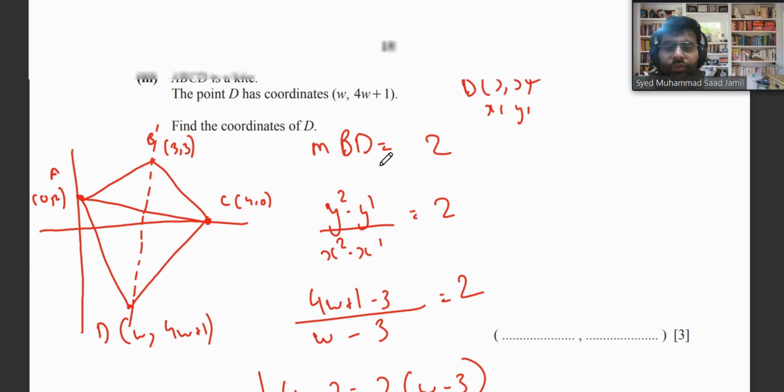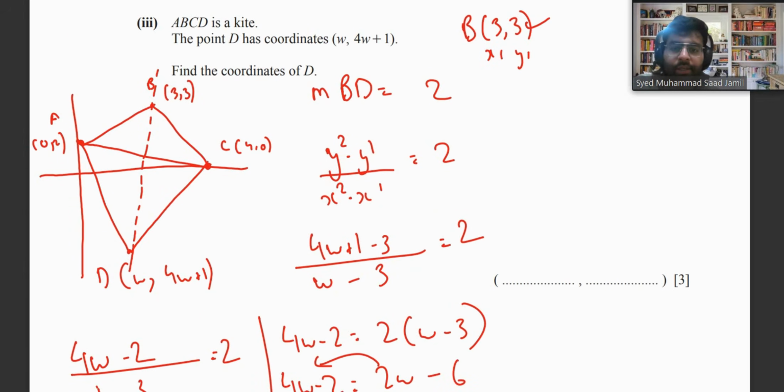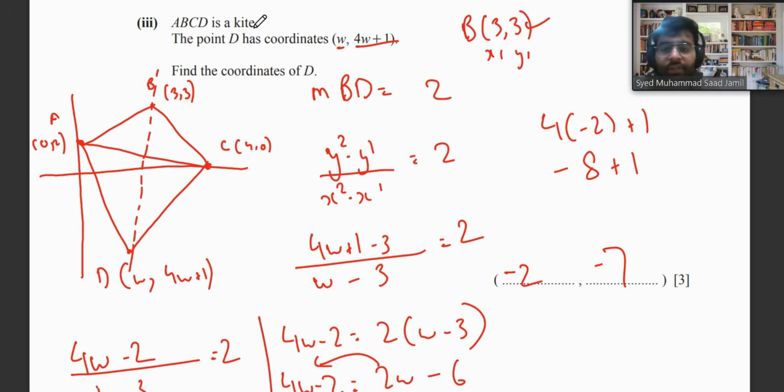Alright. So the two coordinates of W are, w is minus 2 and second coordinate is 4w plus 1, that is, 4 times minus 2 plus 1. 4 times minus 2 is minus 8 plus 1. Minus 8 plus 1 is minus 7. So you got coordinates of minus 2 comma minus 7.